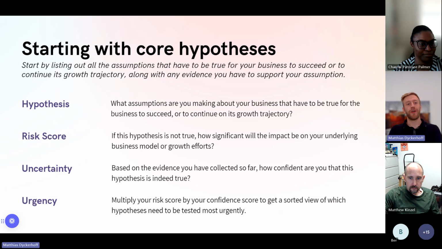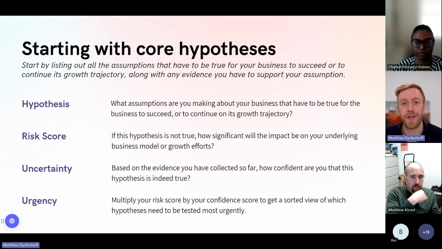Okay, so one way to start is starting with core hypotheses. So for these assumptions, for these different pieces of your business that have to be true, there's an underlying assumption that you are making about your business that has to be true for your business to succeed or continue its growth trajectory.